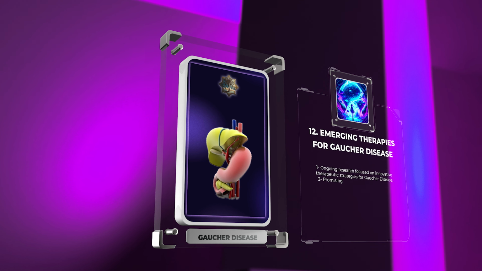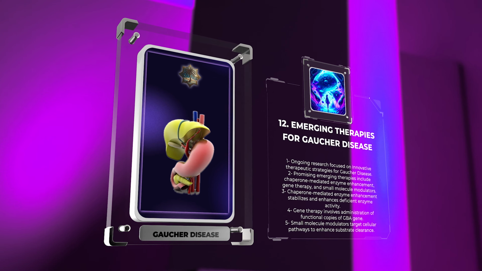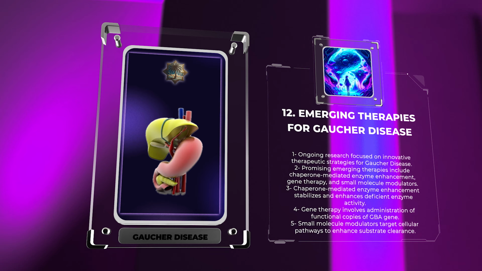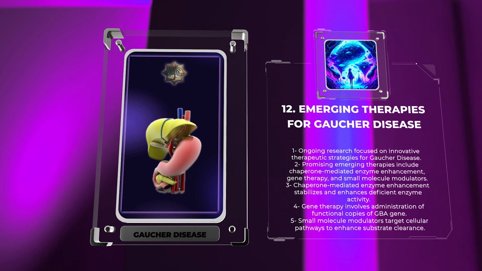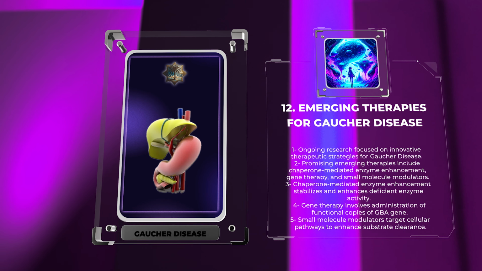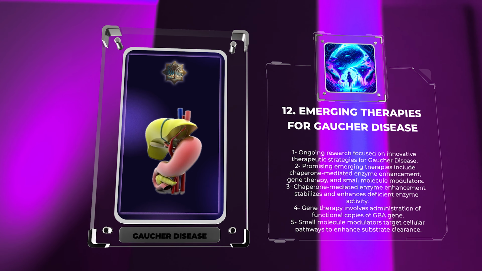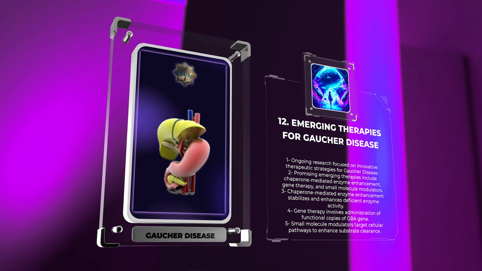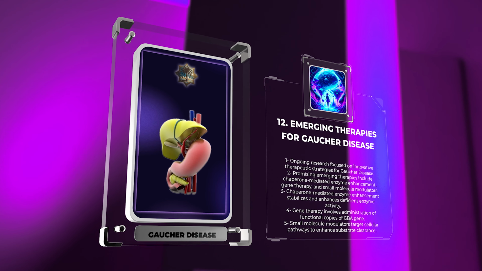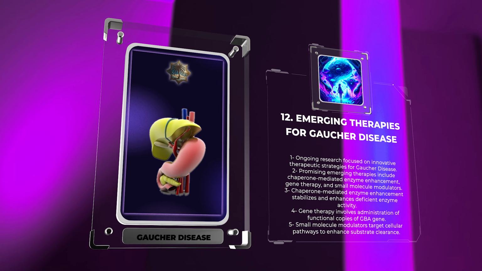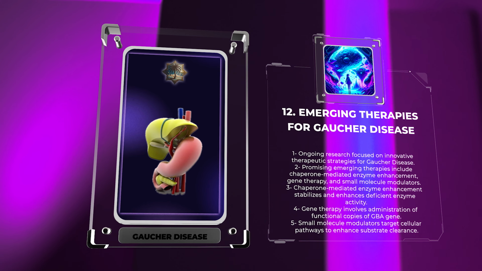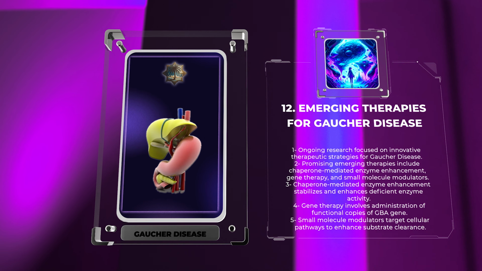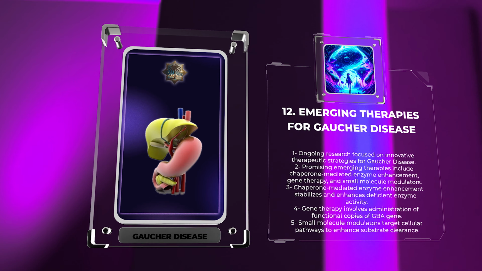Ongoing research efforts are focused on developing innovative therapeutic strategies for Gaucher disease. Some promising emerging therapies include chaperone-mediated enzyme enhancement, gene therapy, and small molecule modulators. Chaperone-mediated enzyme enhancement aims to stabilize and enhance the activity of the deficient glucocerebrosidase enzyme. Gene therapy involves the administration of functional copies of the GBA gene to restore enzyme production. Small molecule modulators target specific cellular pathways to enhance clearance of accumulated substrates. These emerging therapies hold great potential in improving the management and outcomes of Gaucher disease.